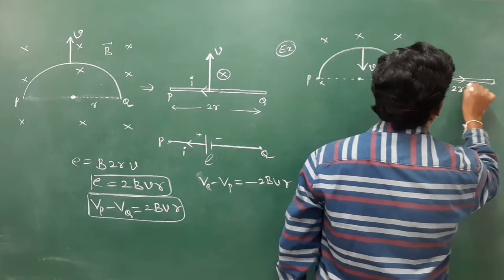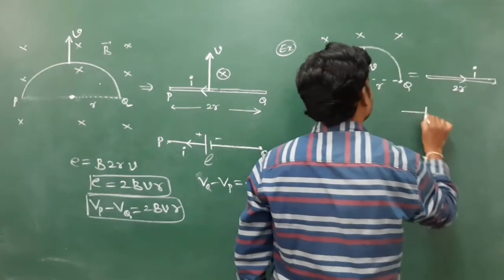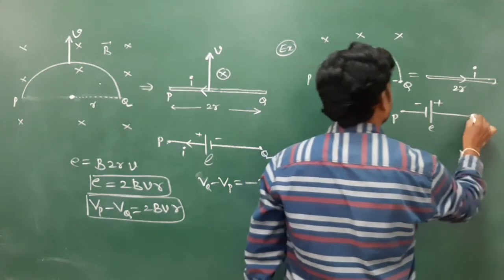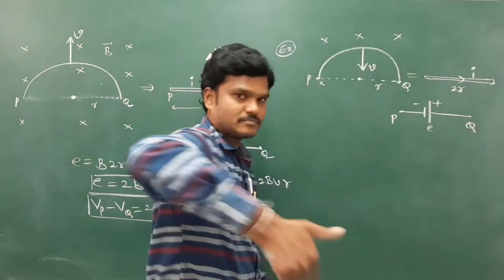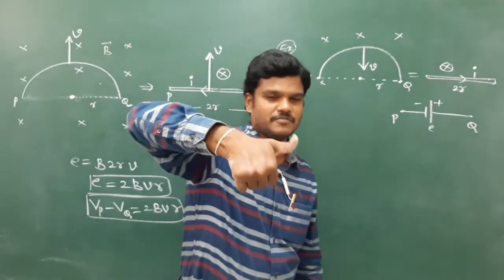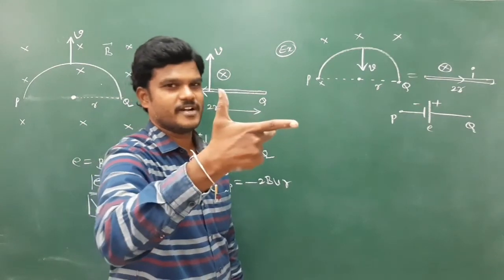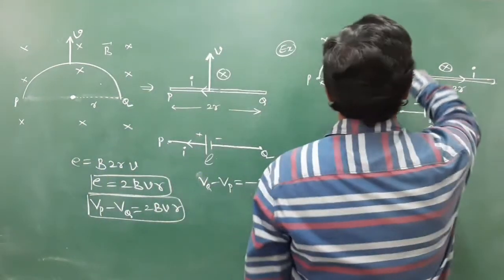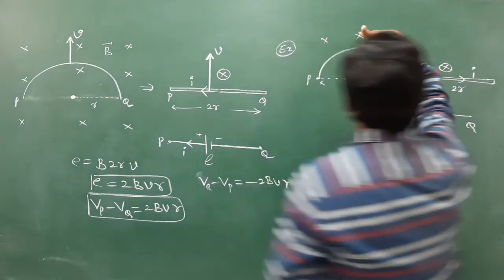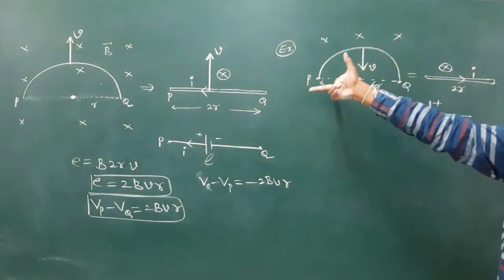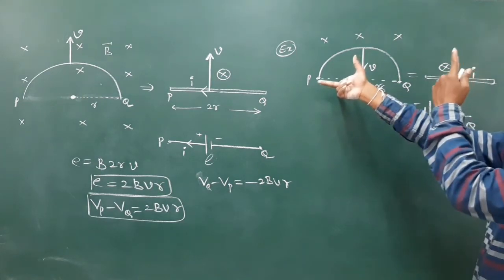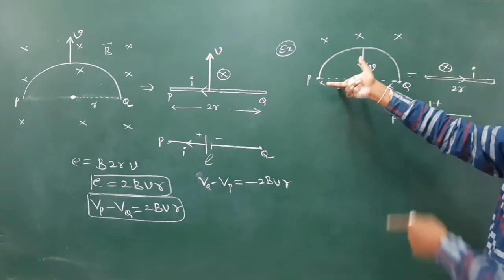whose length is 2R, carries current I, and we can replace it with some battery, plus, minus, EMF, and this is P, this is Q. And see, the field is into the board. V cross B. Otherwise, Fleming's right hand rule. See, stretch the right hand like this. Now, if I put my fingers in this direction, the field is into the board, and the conductor is moving down.